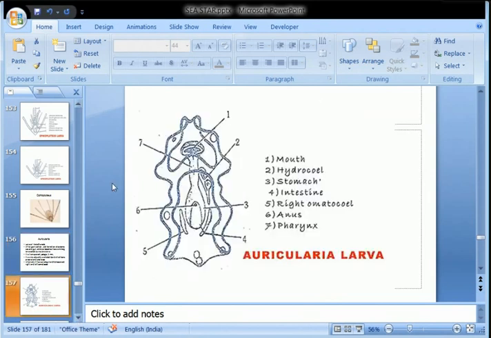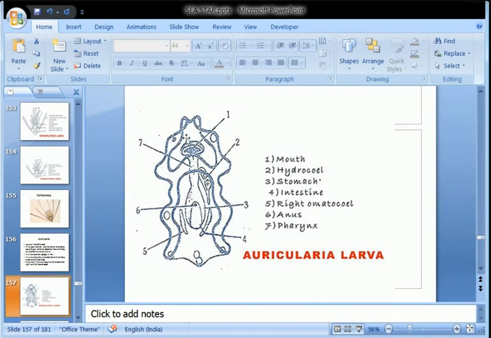So let's look at this. Here you see, this is the larval gut, and we have this part hydrocoel, and this number 5 you see is the somatocoel. Right side, left side somatocoel; the hydrocoel on this side is more developed on one side, while on the other side it is disintegrating, and it further gives rise to different organ systems.